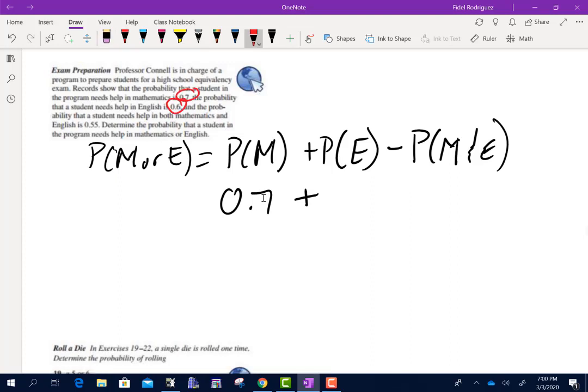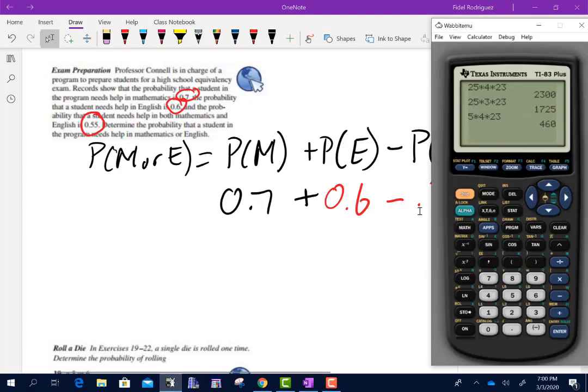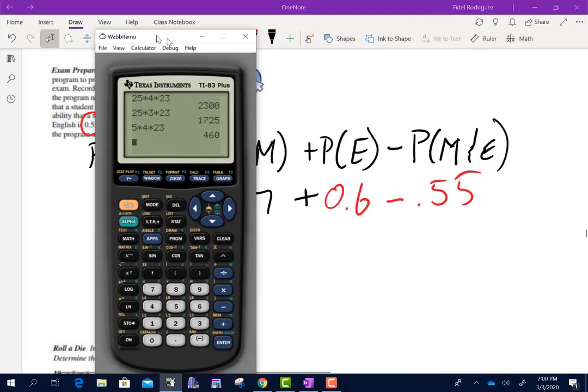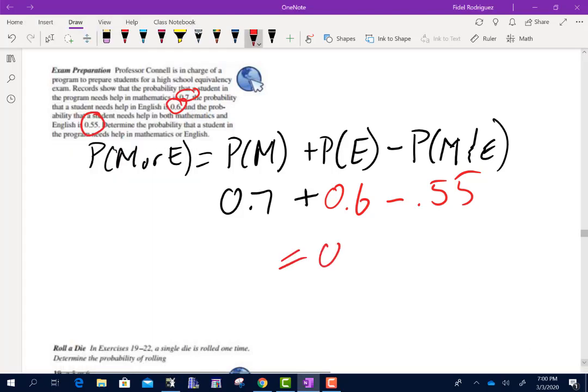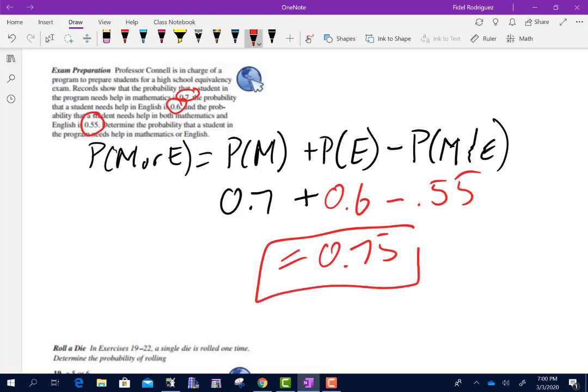The probability they need help in English, 0.6. The probability they need help in both, 0.55. So let's calculate it. Clear that out. 0.7 plus 0.6 minus 0.55, 0.75. And we're done.